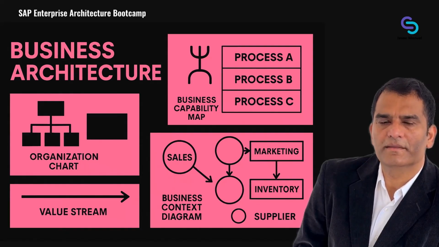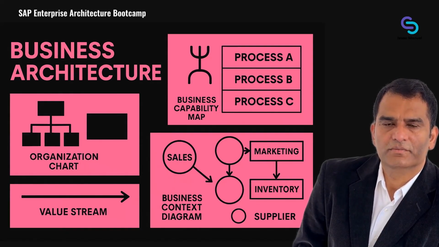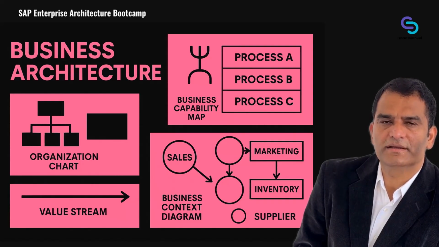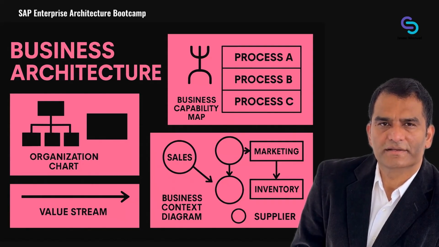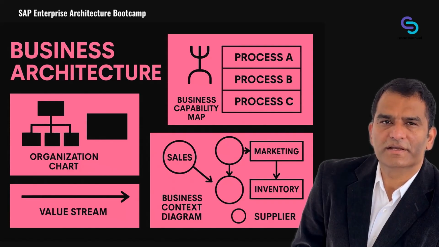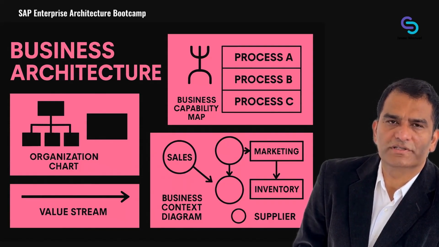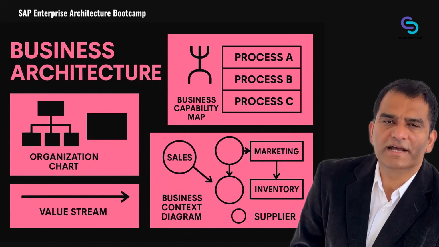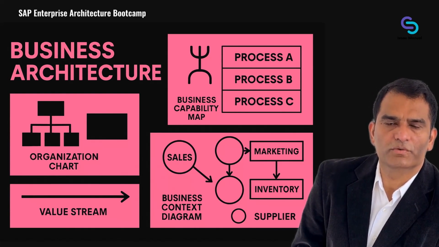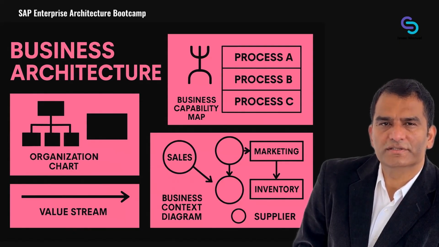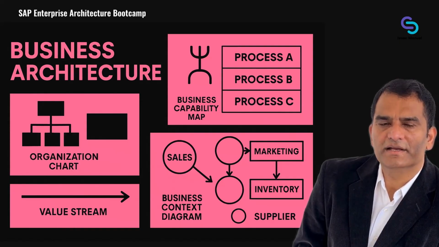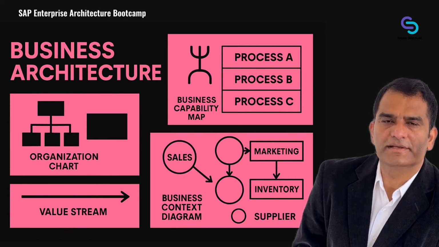For example, a business context diagram for a retail company might show how the sales department interacts with marketing, inventory, and external customers and suppliers. The goal of this phase is to identify what the business needs from the architecture: capabilities to improve, processes to optimize, without jumping to IT solutions yet. It sets the stage for ensuring the subsequent IT architecture truly supports the business design.